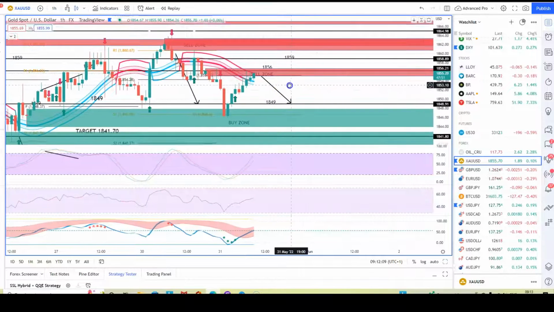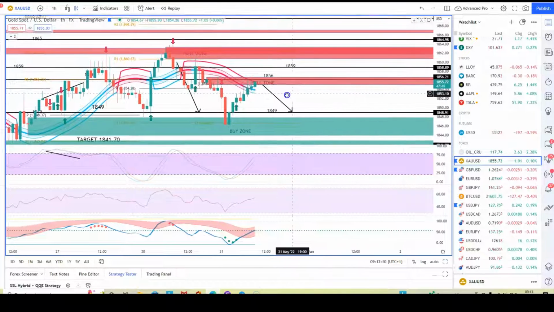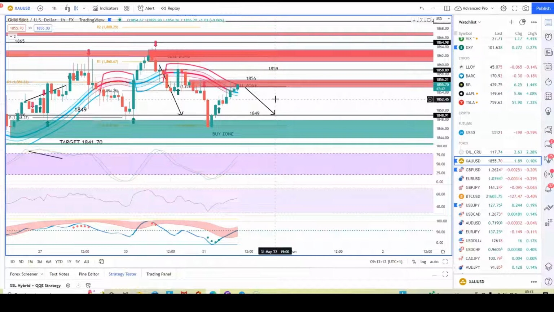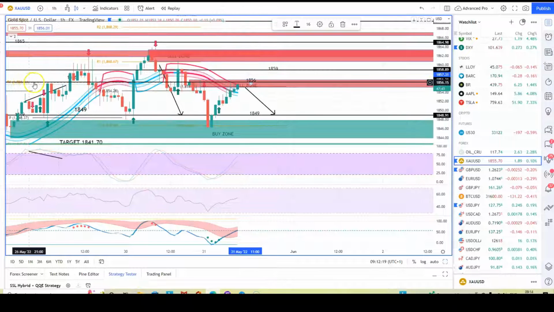Now, in order for this to continue upwards, it needs to break 1856, which is the previous support line which we've calculated. So this is an order block here. If it breaks above here, this is going to open up 1859 and then way up to 1863 and so on.